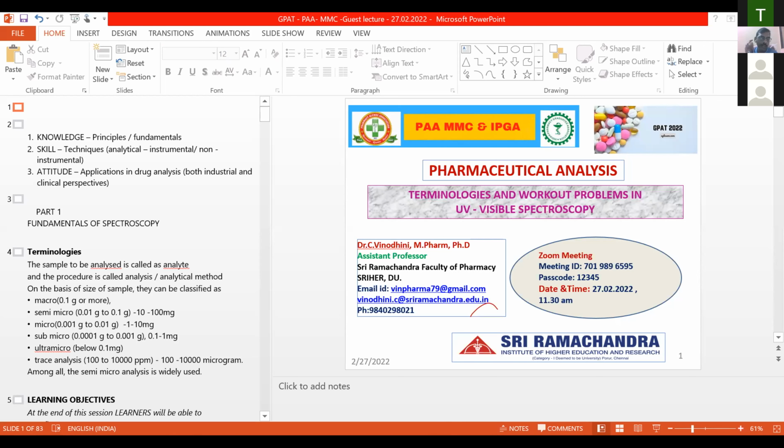What's an analyte? Analyte is nothing but any substance or sample that can be analyzed. And the procedure is called analysis or analytical method. Based on the sample size, we can even classify the analysis as macro, semi-micro, micro, submicro, ultra-micro, and trace analysis, out of which semi-micro analyses are most widely employed because they fall in the range of milligrams.